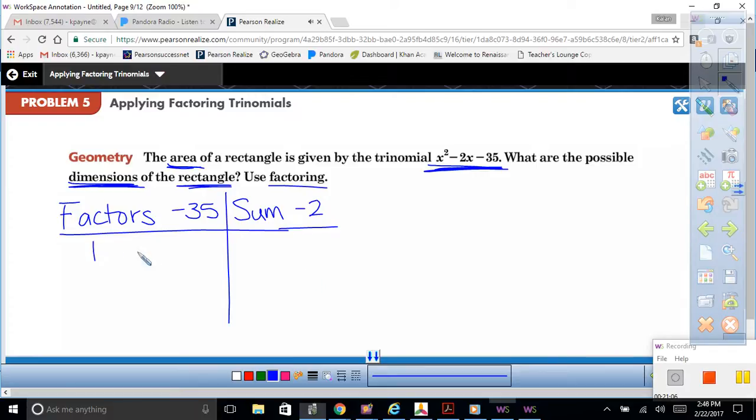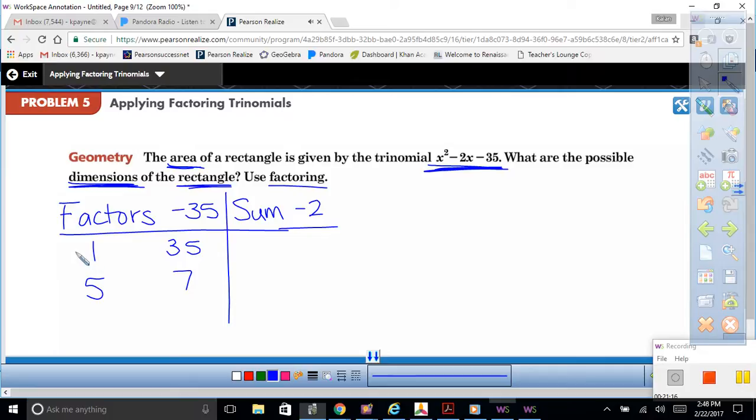First, let's ignore the negative. 1 times 35. You can't divide 35 by 2. 2 is not a factor of 35. Neither is 3 or 4, but 5 is. Now, I can't get a negative product using positive numbers. I know one of my numbers has to be negative, but not both, because a negative times a negative still wouldn't give me a negative 35. So one of these numbers has to be negative.